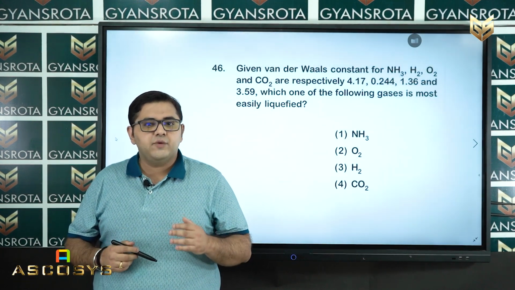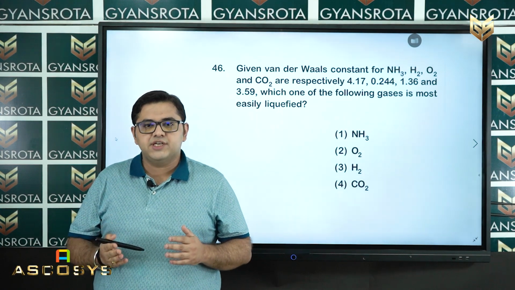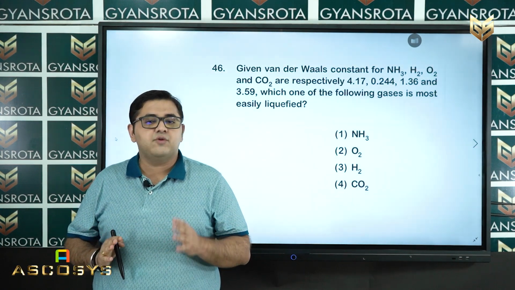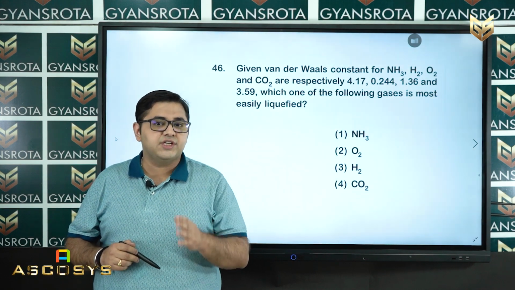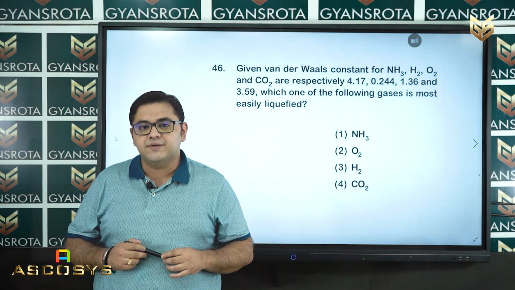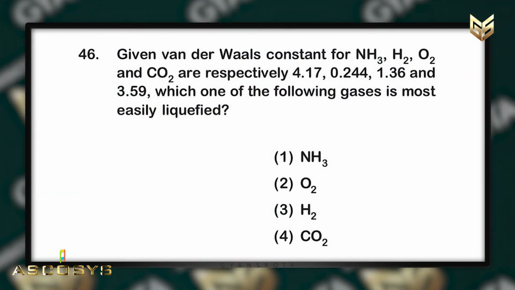Today again we are going to start the PYQ session of NEET chemistry, and the questions are from 2018. The first question, number 46, is on your screen. Given van der Waals constants for NH3, H2, O2 and CO2 are respectively 4.17, 0.244, 1.36 and 3.59. Which one of the following gases is most easily liquefied?